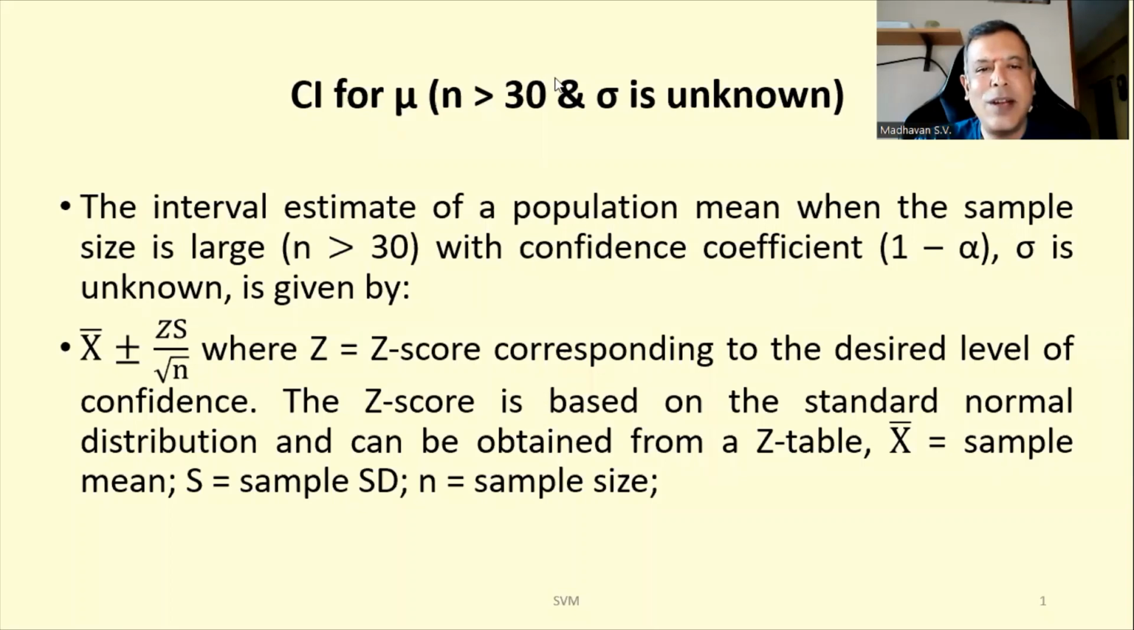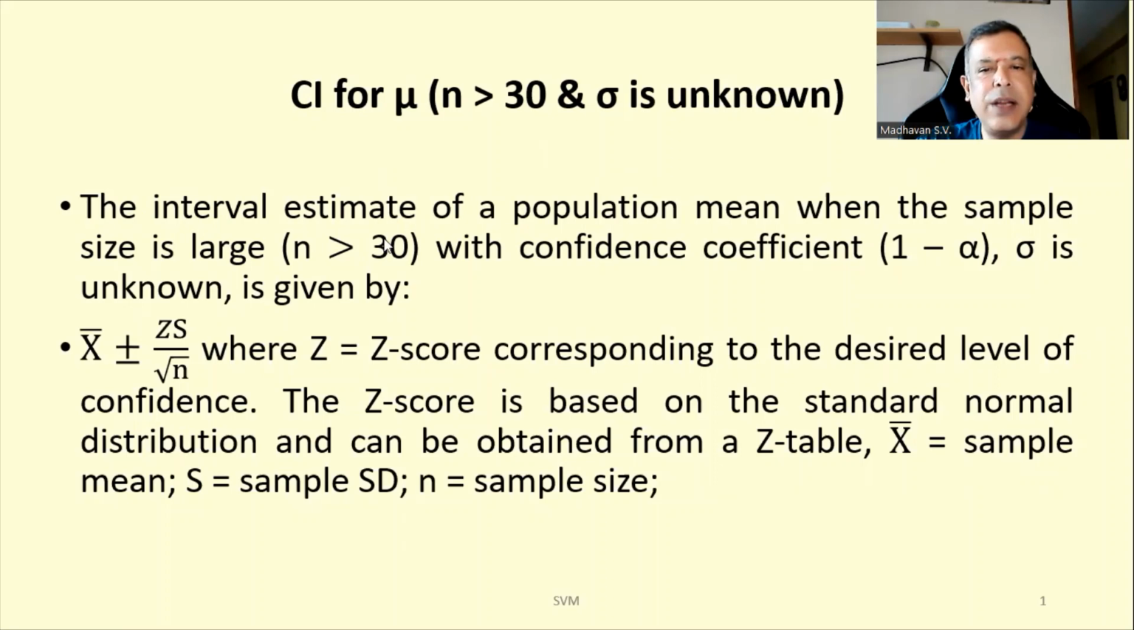In this video, we will understand how to find the confidence interval for a population mean when the sample size is large and the population standard deviation is unknown. It will be similar to the previous one, except that instead of sigma, we will replace it with capital S, which is the sample standard deviation.